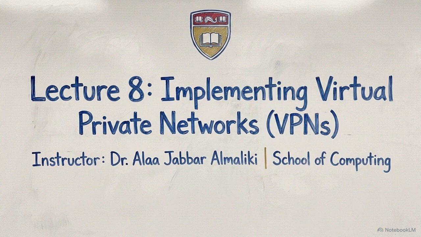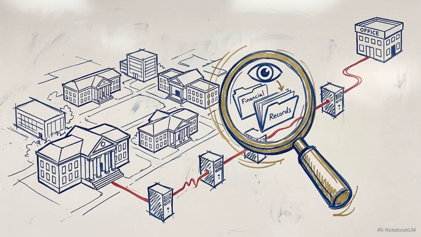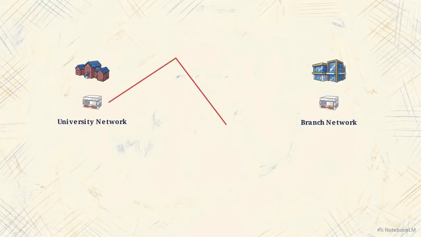The UUM School of Computing processes student records, financial data, and administrative files daily. Moving this data between buildings means passing it through the public internet, an untrusted infrastructure where any node along the path could intercept the transmission. To solve this, we use a virtual private network.